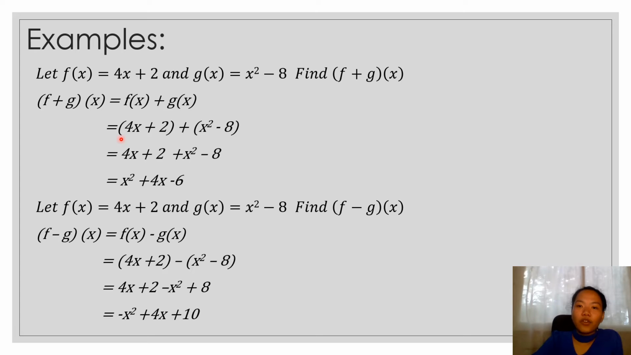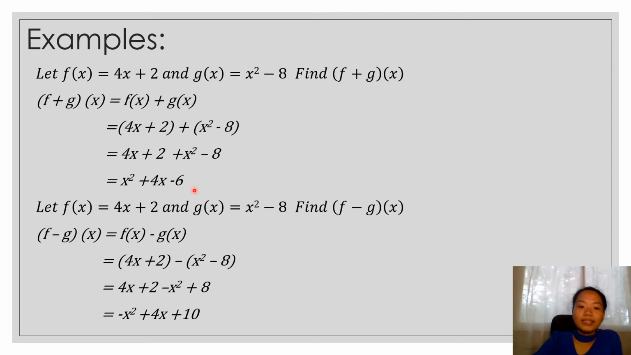So quantity f plus g of x is equal to f of x plus g of x. We put the f of x here, which is 4x plus 2, and copy the symbol of addition, and the g of x, which is x squared minus 8. Then we distribute the sign to this number, and after that we combine like terms. So the answer is x squared plus 4x minus 6.